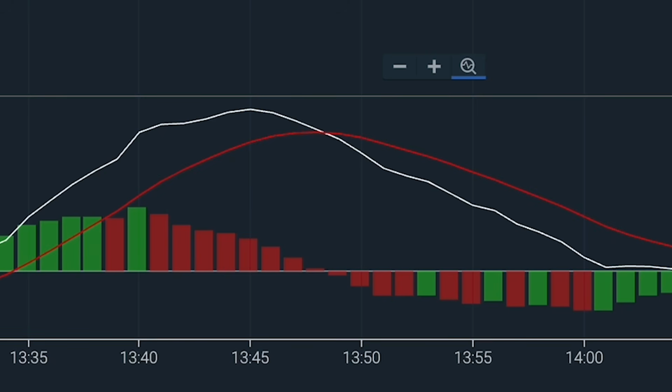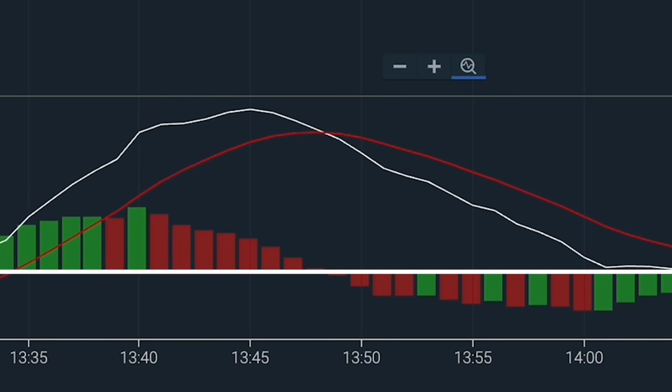The histogram runs along this baseline or zero line, and you can see that if the white MACD line is above the red signal line, then the histogram will also be above the baseline. And the same goes if the white MACD line is below the red signal line, then the histogram will also be below the baseline. So let's have a look at some examples of how this indicator works alongside the Dow.